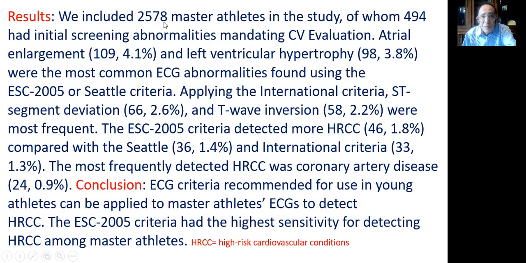Results of the previous reference, they studied 2,500 master athletes. They concluded that ECG criteria recommended for use in athletes can be applied to master athletes ECGs to detect high-risk cardiac condition. The European Society criteria had the highest sensitivity for detecting high-risk cardiac conditions among master athletes. So the criteria for the young athletes applies also to master athletes.